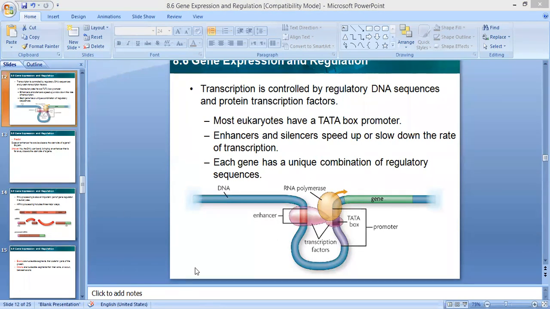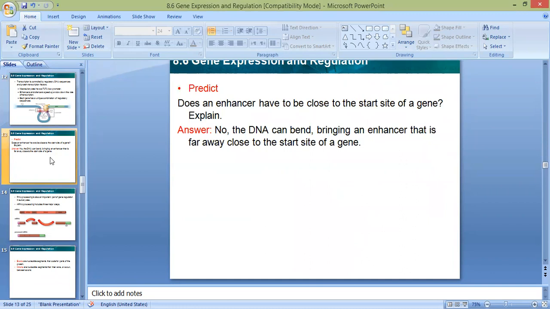Who wants to answer? Murad: by the bending. Didn't we say that the DNA strand in the eukaryotic cell has the ability to bend, and by this bending the enhancer, the promoter and the transcription factor work together to let the RNA polymerase start transcription? Because the DNA can bend, bringing an enhancer that is far away close to the start site of a gene. Do you understand it now? Oh, yes, I misunderstood the question. It's okay, no problem.